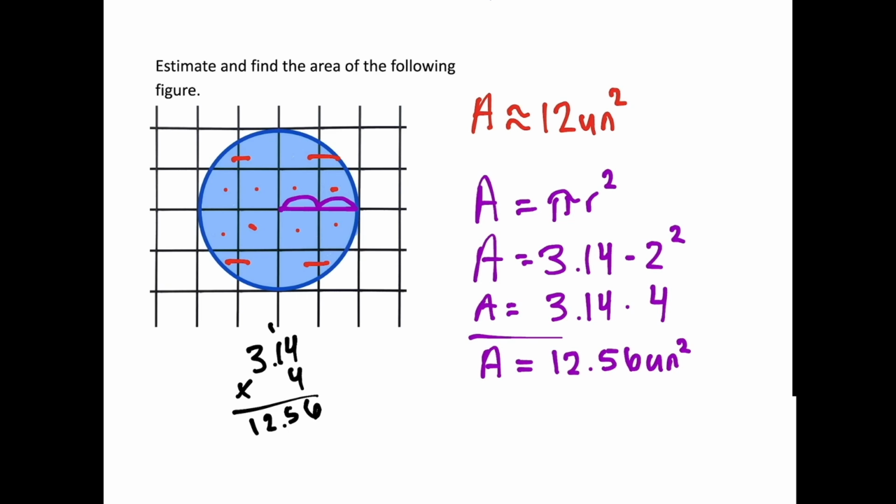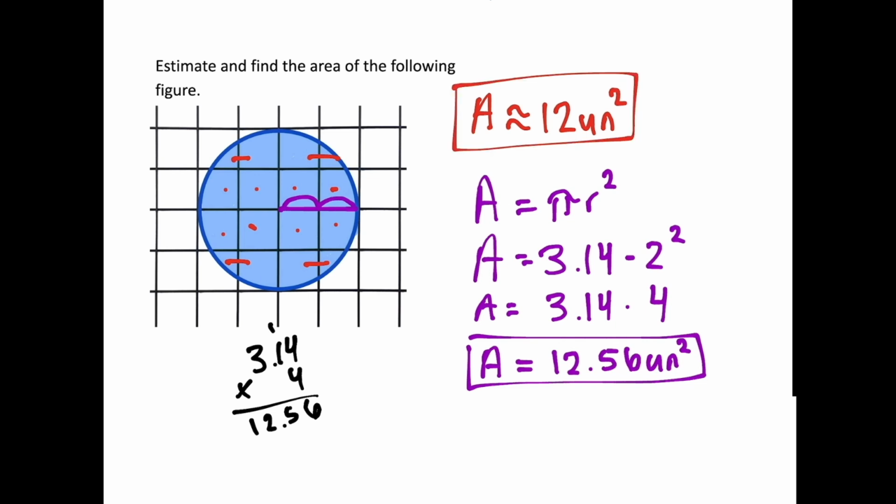So our area is 12.56 units squared. Now this isn't exact because 3.14 isn't pi exactly, but it's a very close answer. So our estimation was 12 units squared, and our actual was 12.56 units squared. Our estimation and our actual were very close.